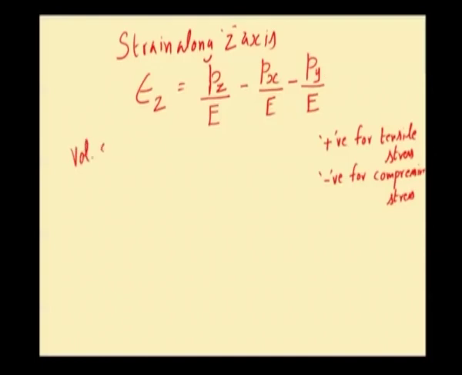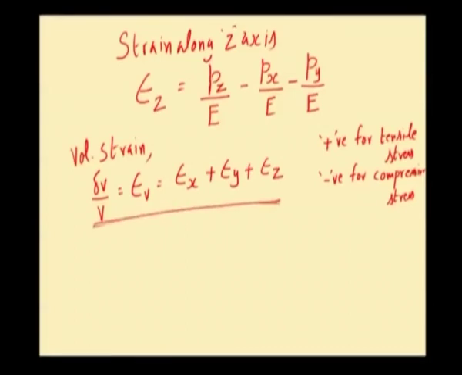Now, the volumetric strain, delta V by V or epsilon V, is the sum of strain along the three directions: epsilon x plus epsilon y plus epsilon z. So, this is the procedure for calculating volumetric strain of an object which is subjected to stresses along three mutually perpendicular directions. Now, we shall see the definition for bulk modulus.